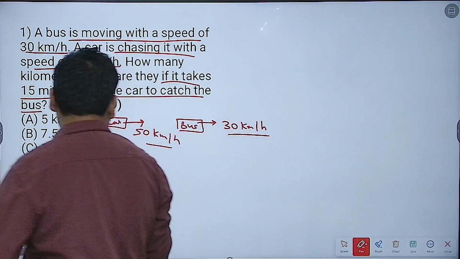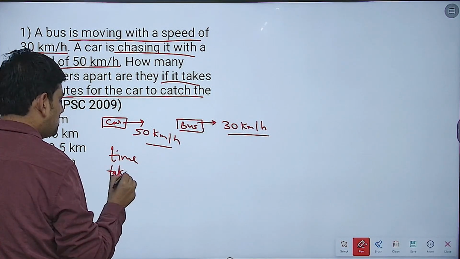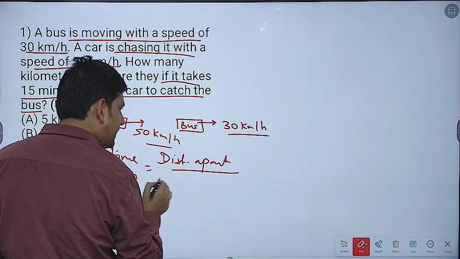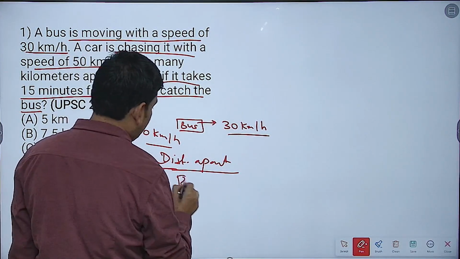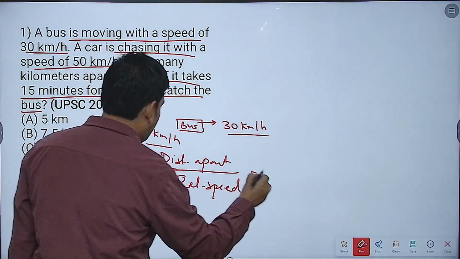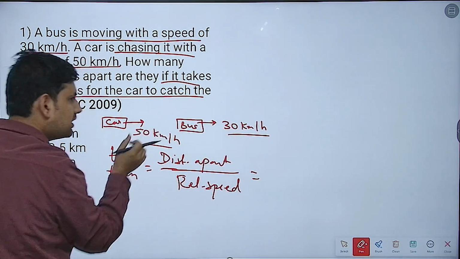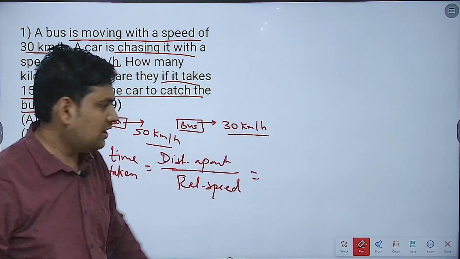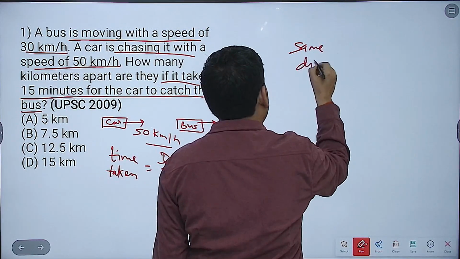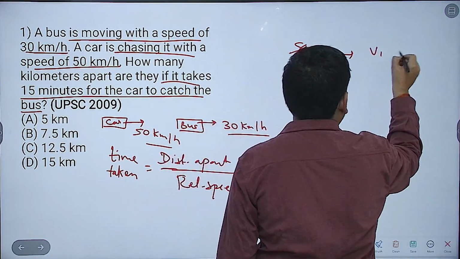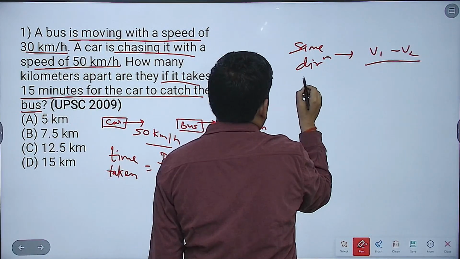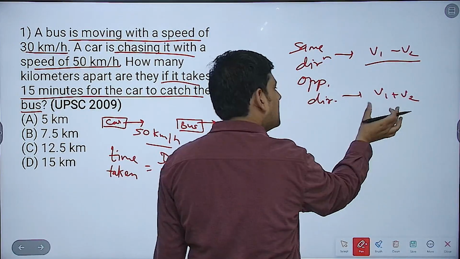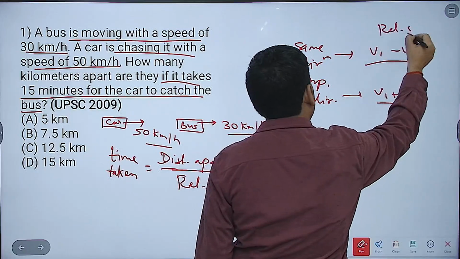The formula is the same: time taken to meet or to catch is equal to distance apart divided by relative speed. Now, as you can see, one is trying to increase the distance, the other is trying to decrease the distance, correct? When two objects are moving in the same direction, the relative speed comes out as a subtraction. When they are moving in opposite directions, the relative speed comes out as an addition. So this is relative speed.